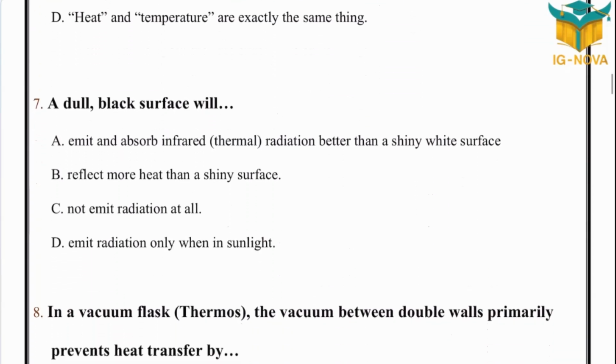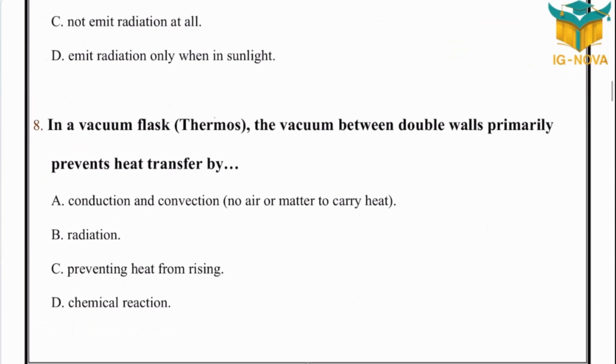Question 7. The black surface is the best emitter and best absorber, emitting and absorbing infrared radiation better than a shiny one, surely. Question 8. In a vacuum flask, the vacuum between the double walls primarily prevents heat transfer by, as we explained before, conduction and convection. You can check the previous video.